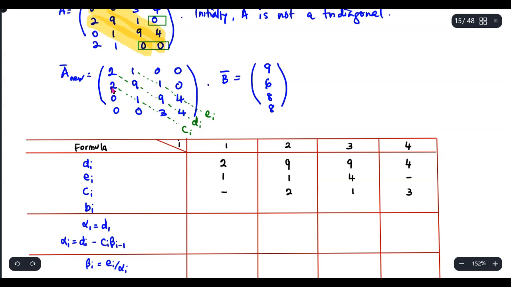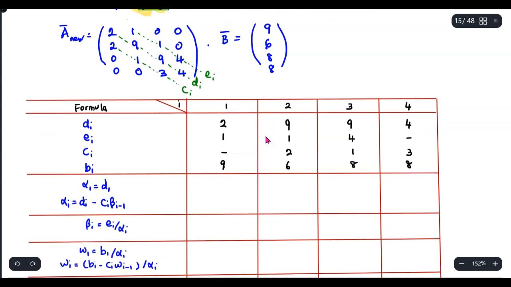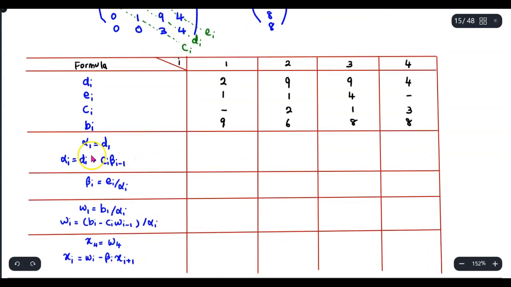And then for the B, B is the elements of the vector B. Okay, so we have 9, 6, 8, and 8. Alright, so those are the 4 rows that we can fill in at the first place. Now, the calculation starts here with the alpha.